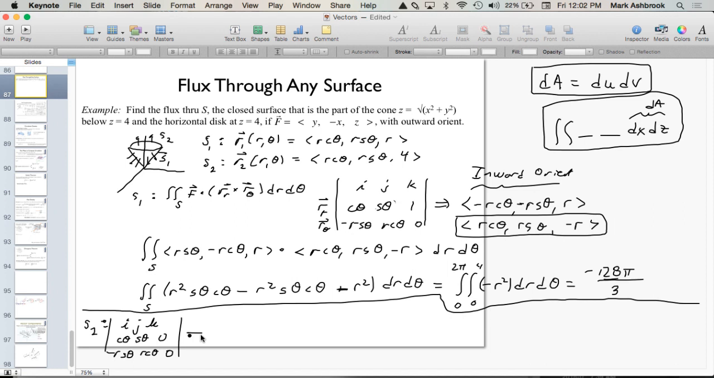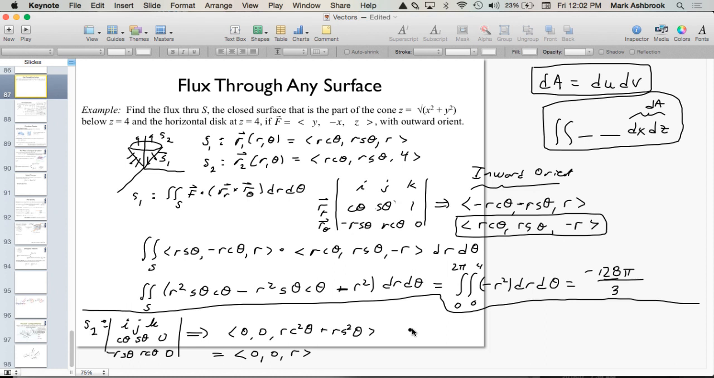So this time we're going to get 0, 0, r cosine squared. Am I doing it right? Yeah, plus r, which equals 0, 0, r. And does that agree with outward orientation for this top disk? Positive r, outward orientation would be positive z. So r is the z coordinate. So we're just going to do that.